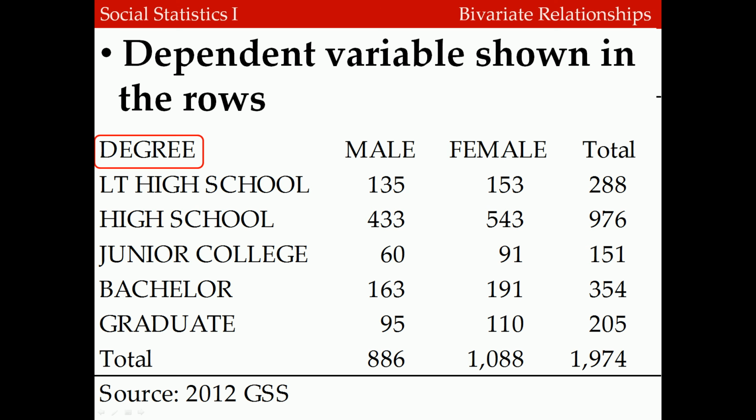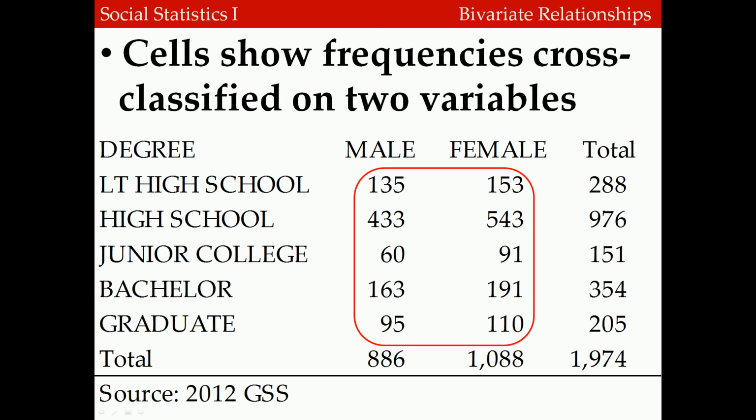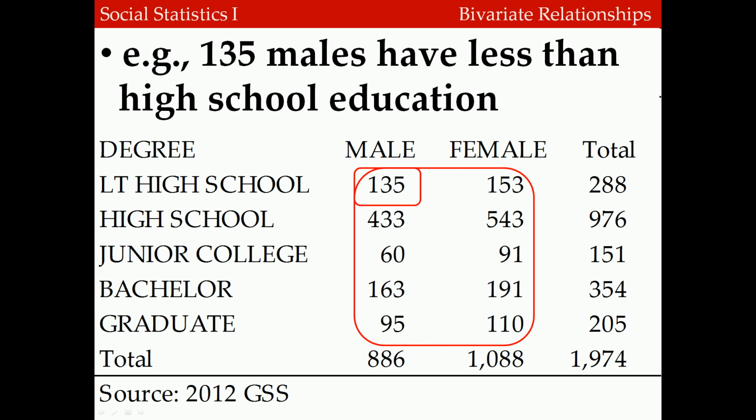So people here are described according to whether they have a less than high school degree, high school, junior college, bachelor's, or graduate degree. The cells show the intersection of the independent and dependent variables. Basically, the different combinations of males and females at different degrees. How do we interpret these numbers? Well, we can start by looking at the number of males who have a less than high school education. And we can see from the table that there's 135 males with less than a high school education. And likewise, we can interpret any of the other combinations of males and females at different terminal degrees.